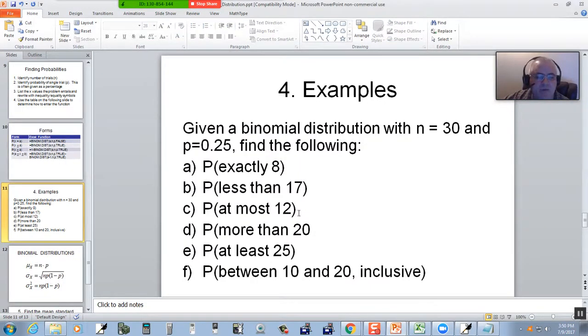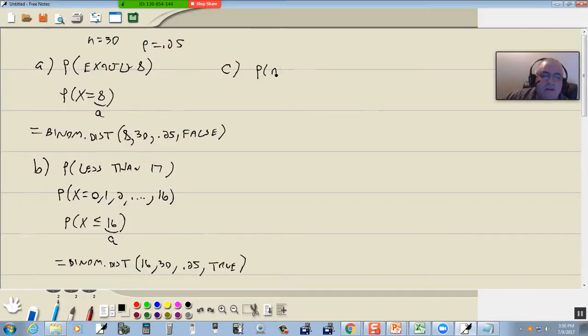C says at most 12. When you have to write down the x values, that includes 0, 1, and that includes 12. Now, I had students the other day in statistics who were having trouble with the wording. So, how can you tell whether that includes 12 or not? I said, think of it as if you're giving somebody money. I'm going to give you at most $12. Well, I could give you $0, $1, $2. At most 12 means I could give you $12, but I'm not going to give you over 12. So it's from 0 to 12.